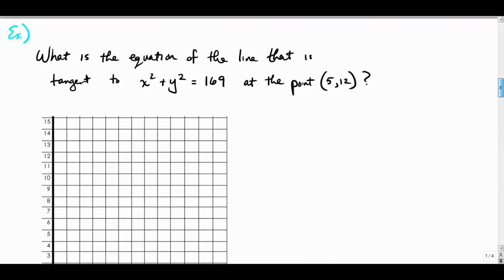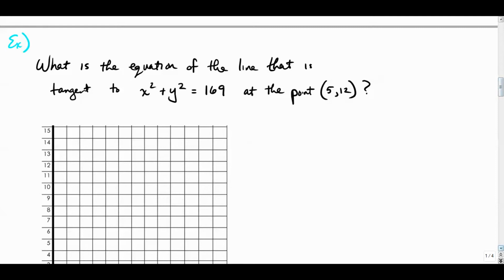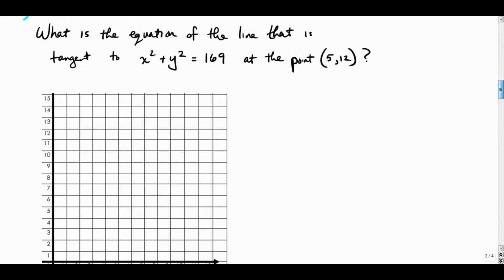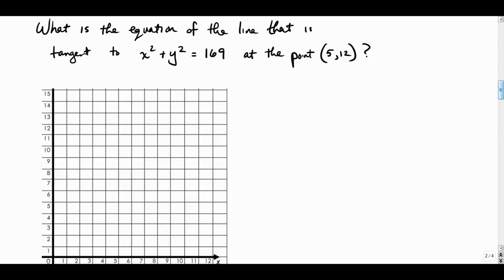Alright, let's do this one. Getting back to our circles, what is the equation of a line that is tangent to this circle at this point? Alright, first things first, let's plot that point. I'm going to put that point in red. It's 5, 12, and that seems to be right here. 1, 2, 3, 4, 5, up 12, yeah.